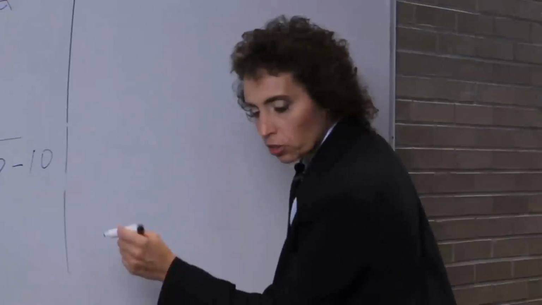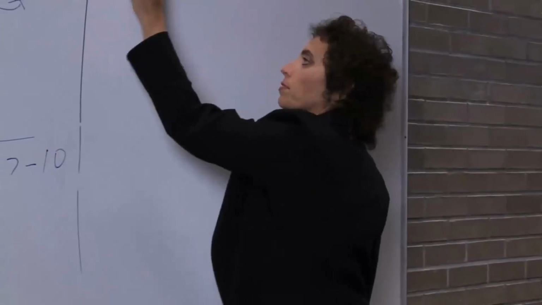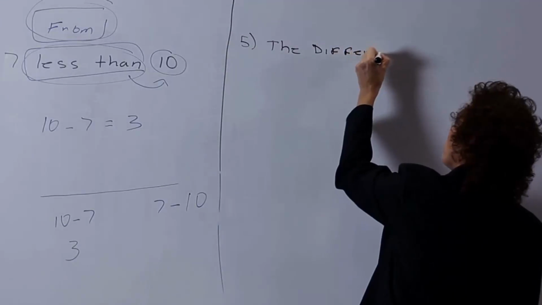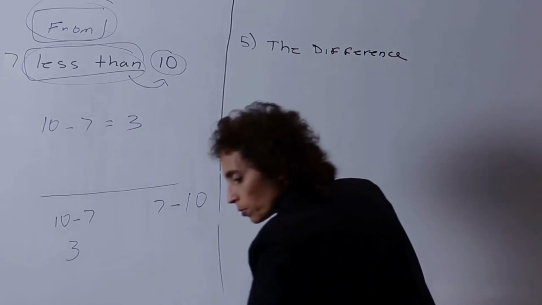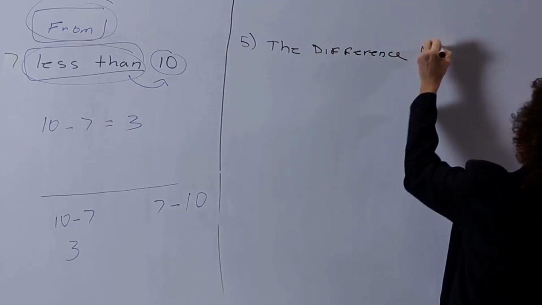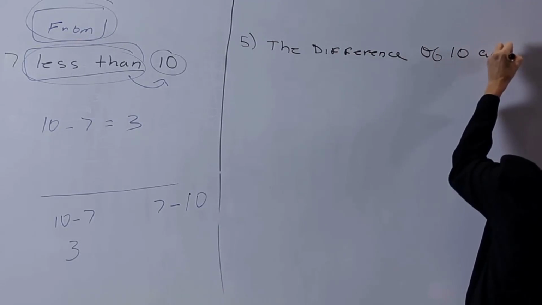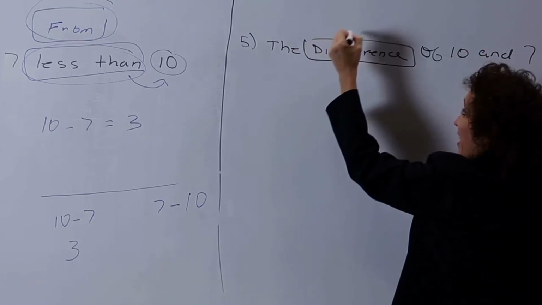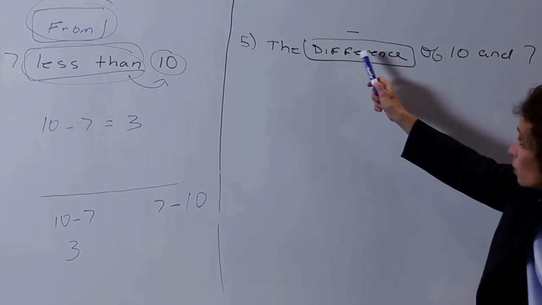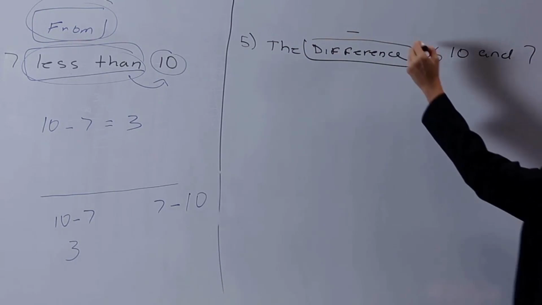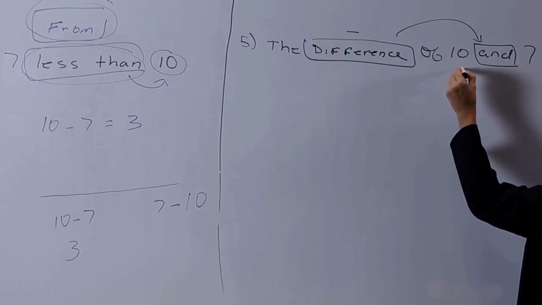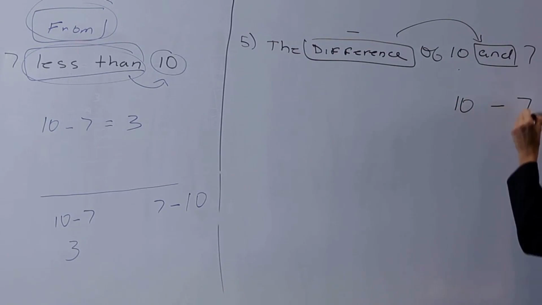Okay, let's look at one more example for the words. Let's look at the difference of 10 and 7. Okay, here comes that word "difference" again. That does mean subtraction, but that's not where you put the subtraction sign. You have to look for the "and". Here's the "and". Here's where the subtraction sign goes. So it's 10 minus 7.